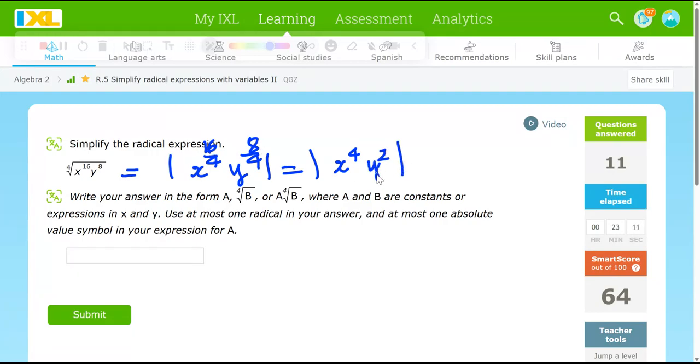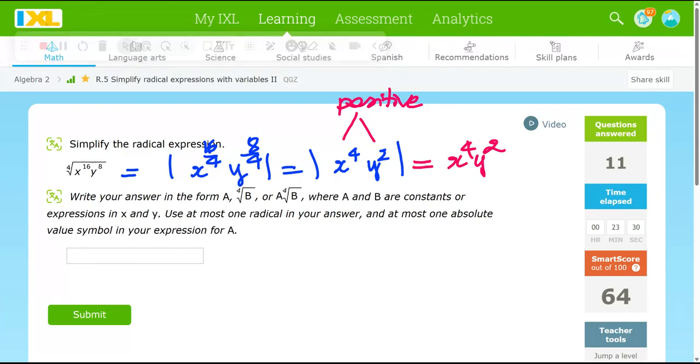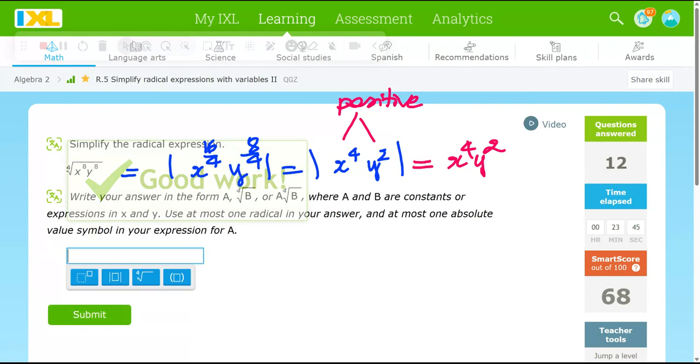So you can see both of them are always positive. Okay? Both of them always positive. So you can take it out of the absolute value sign. So x to the 4 and then y squared. That is the answer. So x to the 4 and then y squared. Alright, voila.